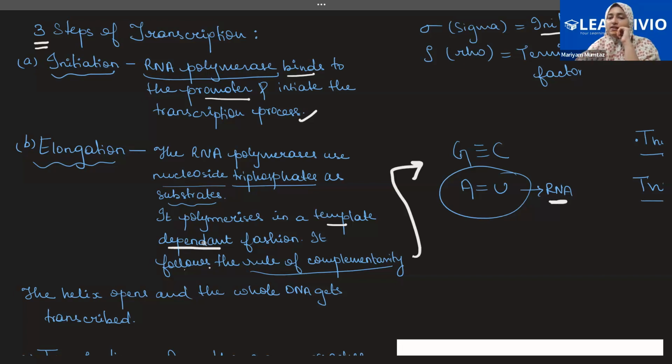You people understand what is the meaning of template dependent? How would you define template dependent?